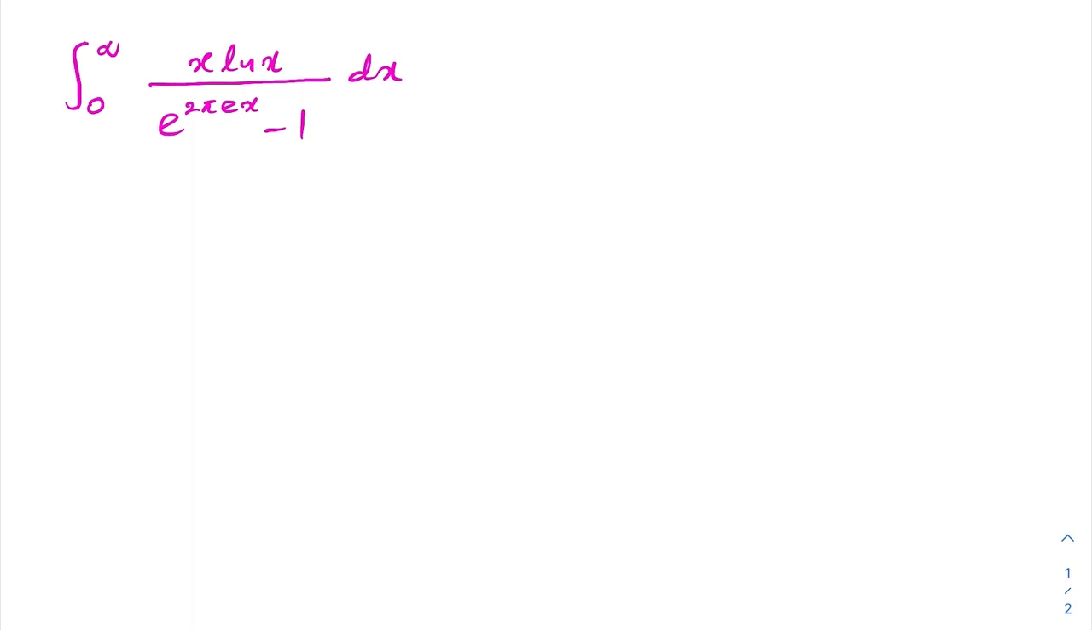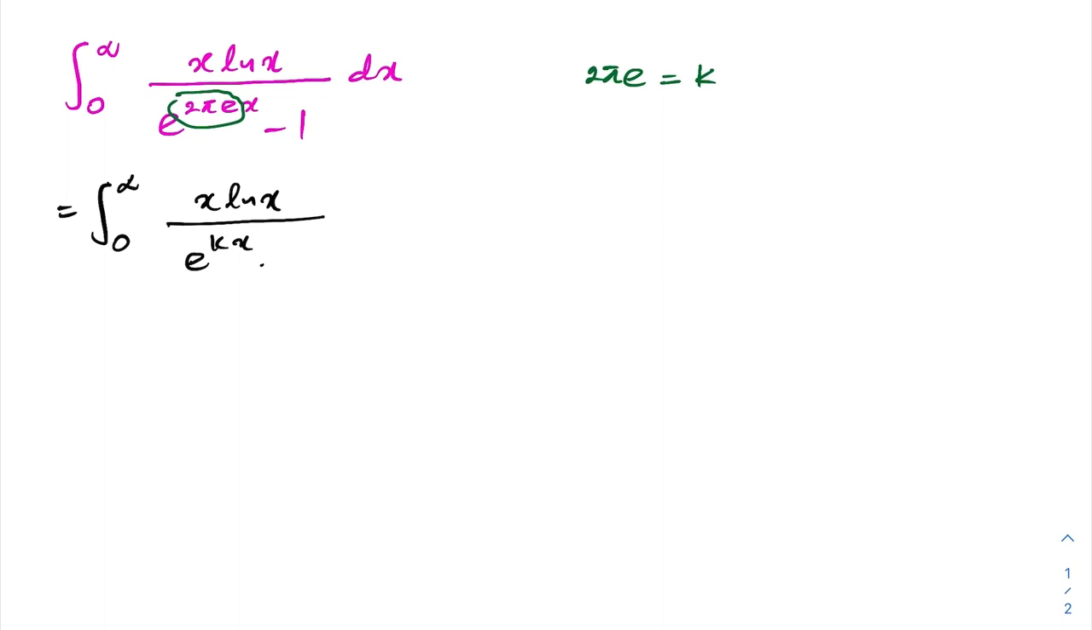Today I came up with another interesting integral. How to solve this nice integral? Well, here we have 2 pi e. We know 2 pi e is a constant, so let us introduce 2 pi e is equal to k. K we know is a constant, so we can write our integral is equal to the integral from 0 to infinity of x times natural log of x over e to the kx minus 1 dx.